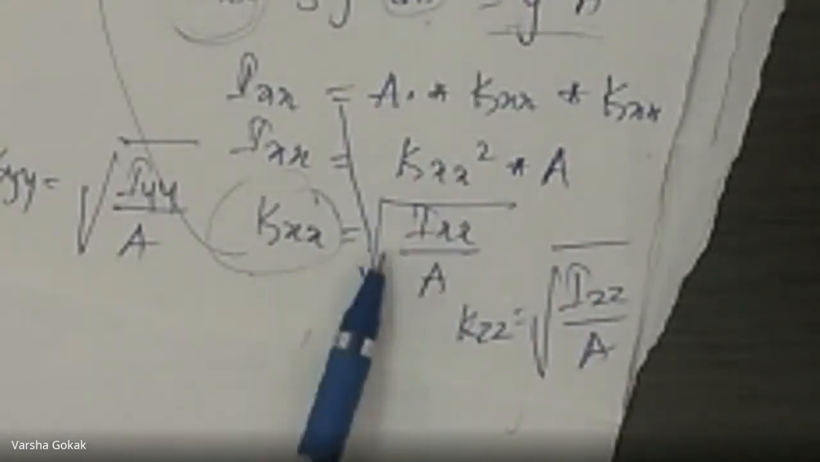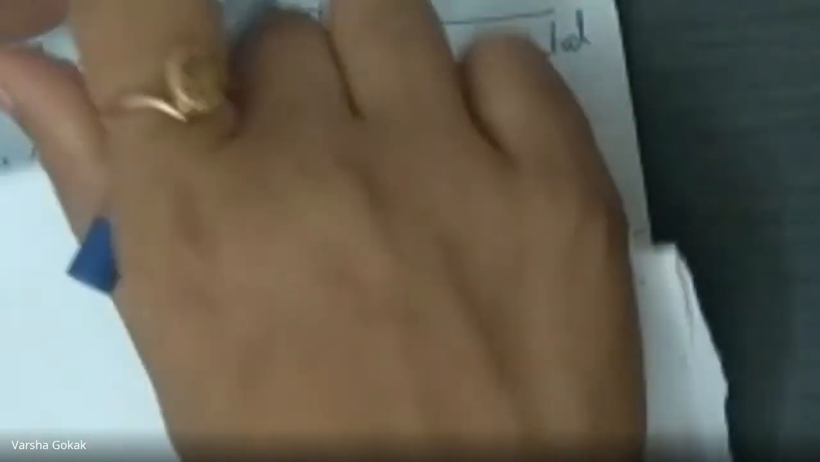Hope this is clear. Any doubts with radius of gyration? Some theory parts are there which are important. Okay. Any doubts with this? No? Yes, no? You can put it into the chat box, please.